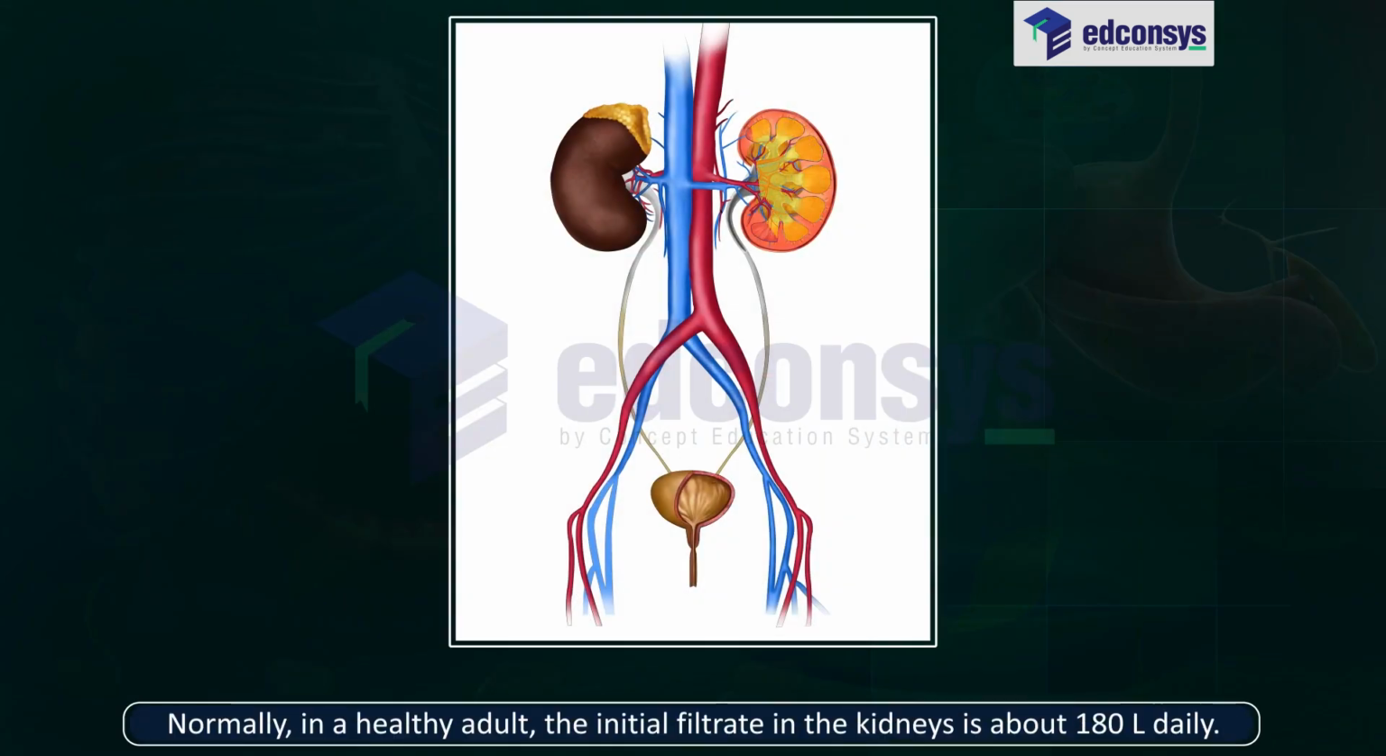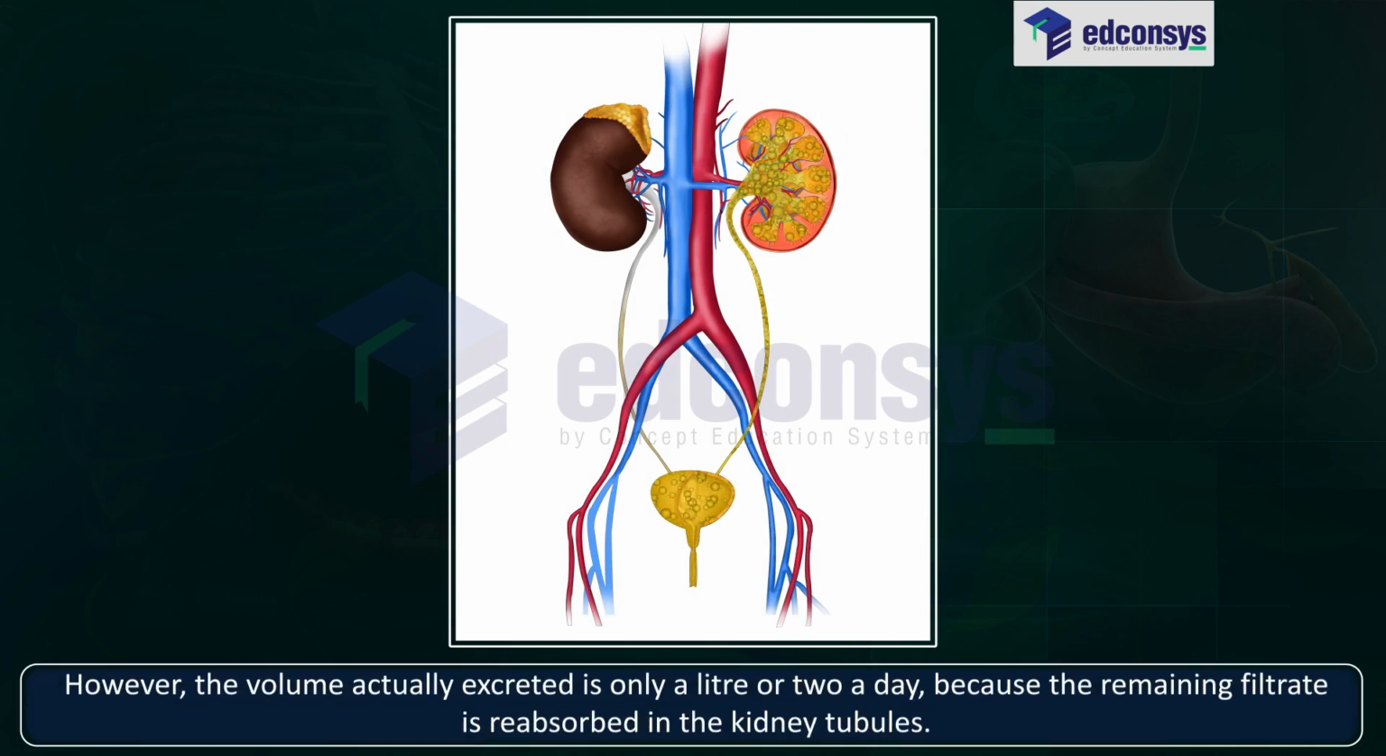Normally, in a healthy adult, the initial filtrate in the kidneys is about 180 liters daily. However, the volume actually excreted is only 1 or 2 liters a day, because the remaining filtrate is reabsorbed in the kidney tubules.